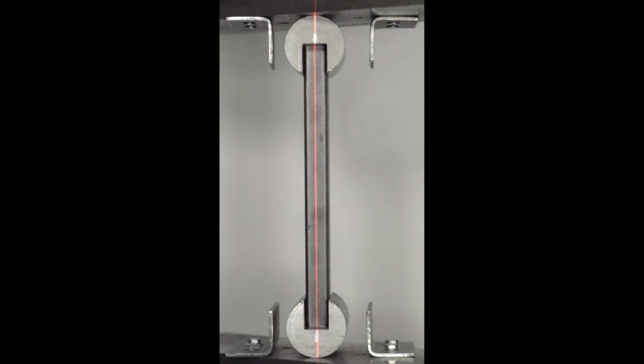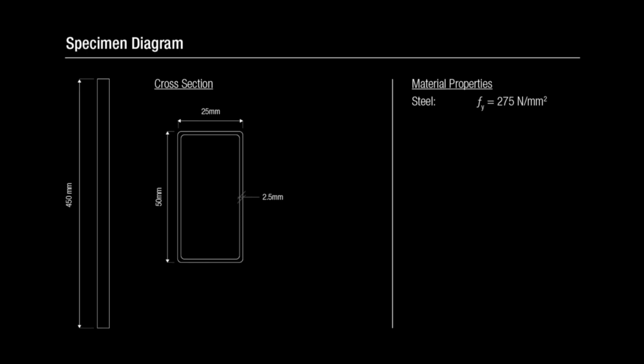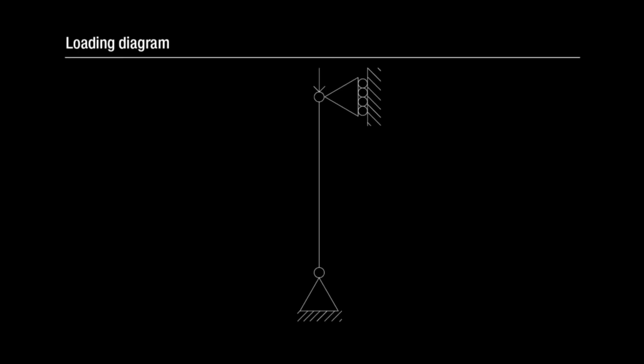This video shows a pin-ended column of low slenderness being tested in compression. This type of specimen is commonly referred to as a stocky column. The specimen is a rectangular hollow section made of structural steel. The length has been chosen such that the failure is dominated by the material strength. The loading diagram shows a purely axial compressive force evenly applied to both ends of the specimen.